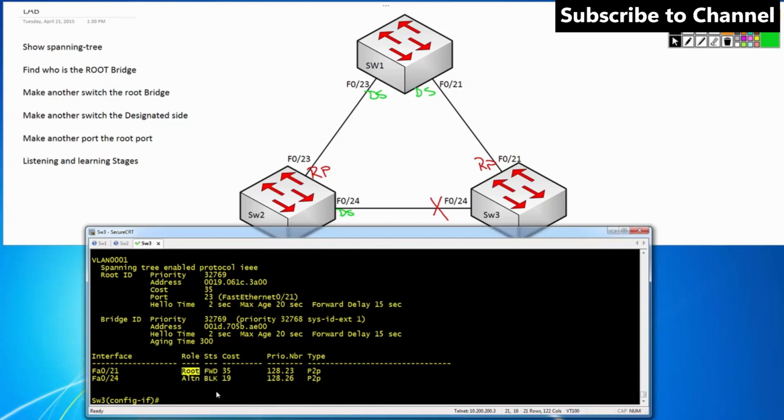Okay? When we follow the root port, that's going to get us to the root bridge. I don't care if it's 1,000 switches in your topology. If you follow the root port, it'll take you to the root bridge. So how do we follow the root port?